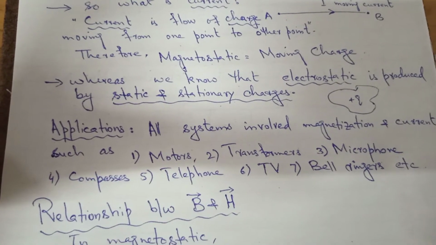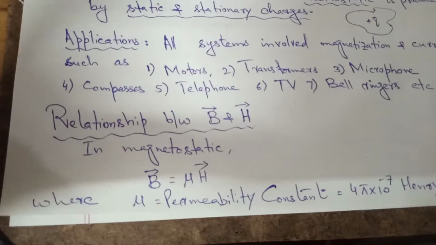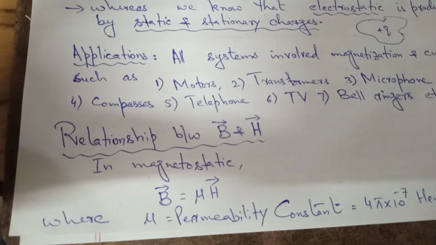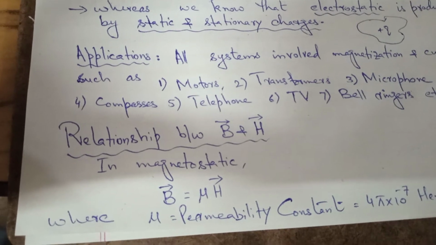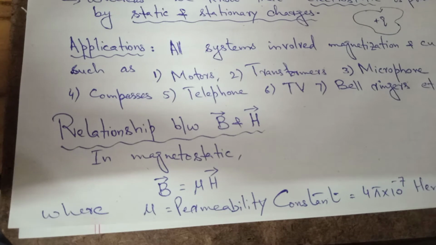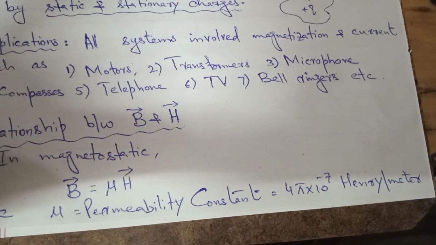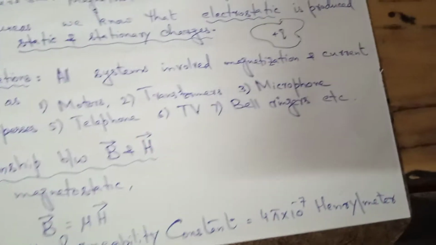All these applications involve the magnetostatic field. Relationship between magnetic flux density and magnetic field intensity: in magnetostatics, B is equal to mu H, where mu is the permeability constant, which is 4 pi times 10 to the power minus 7 Henry per meter.